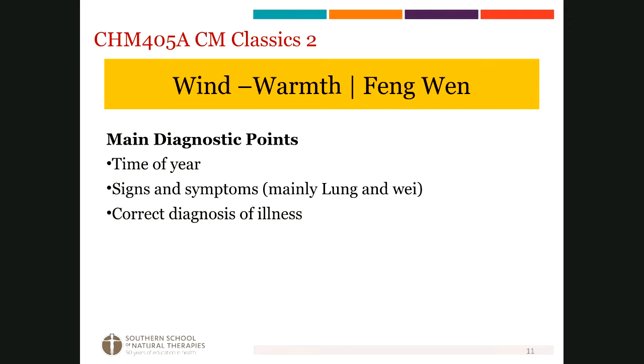The main diagnosis points: what season has the illness been happening in? What are the major clinical manifestations, symptoms, and signs? What Western disease is correlated, if possible? This can help you understand the possible prognosis and progression.